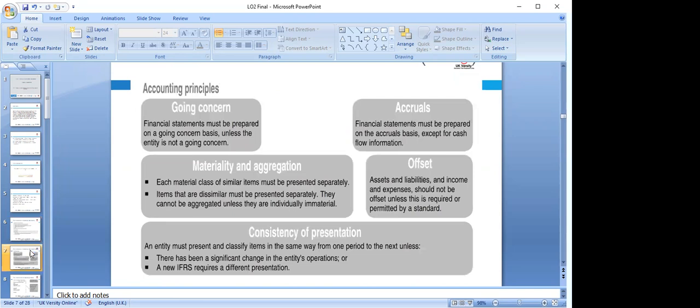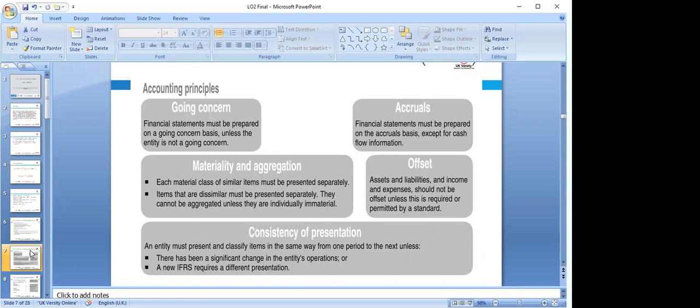When you look at these statements, you have to make sure they are prepared on a going concern basis, unless the entity is not a going concern. Accrual basis: each year's income and expense should be matched with the year. Materiality: all material information should be shown in the financial information, while insignificant transactions are not offset on the balance sheet or the income statement. Assets and liabilities, and income and expenses, should not be offset unless required or permitted by a standard.